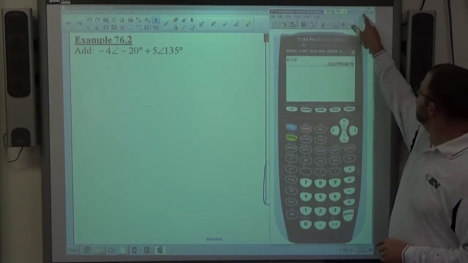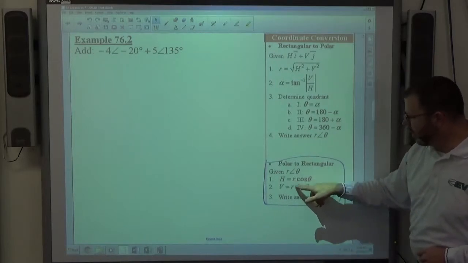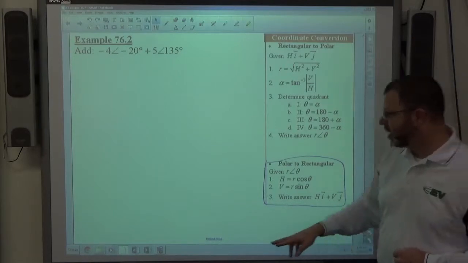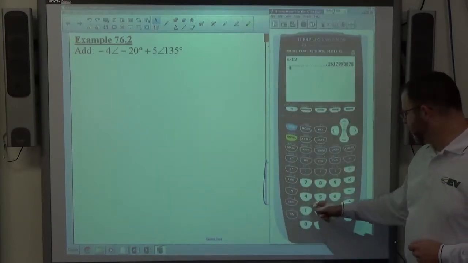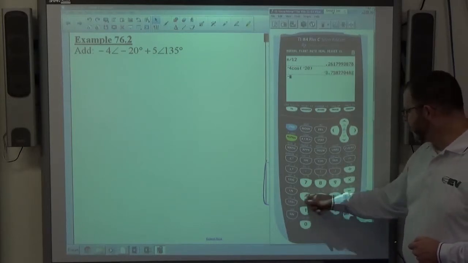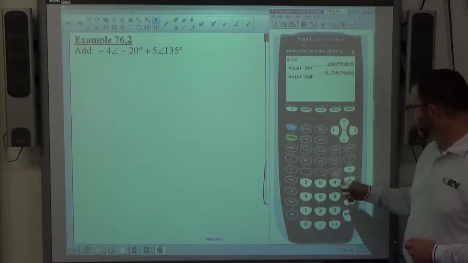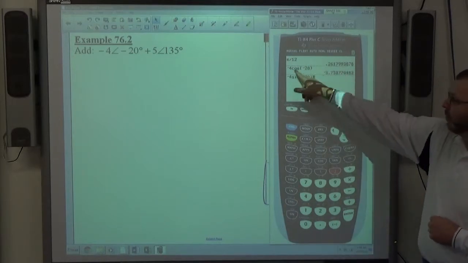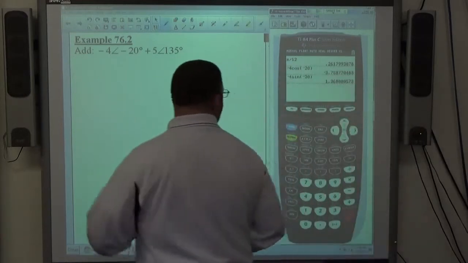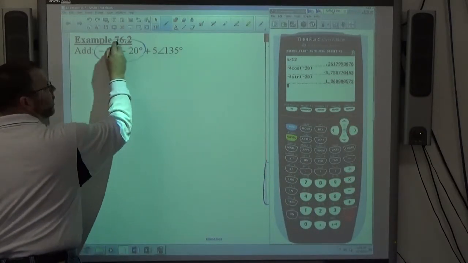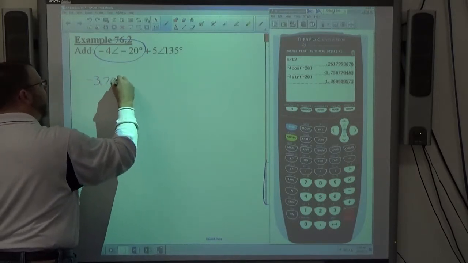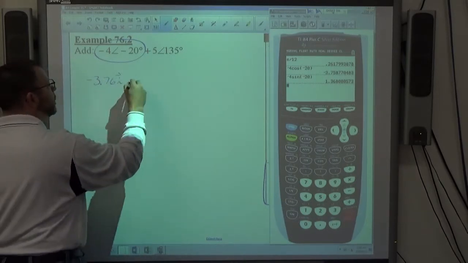And r cosine theta, r sine theta give me the two numbers I need, the I vector, the J vector here. So if I do negative 4 cosine negative 20 and negative 4 sine negative 20, and the signs are important, so the 4 is negative, the 20 is negative, make sure those signs are what they are. We get this vector here is equivalent to negative 3.76 I plus 1.37 J.